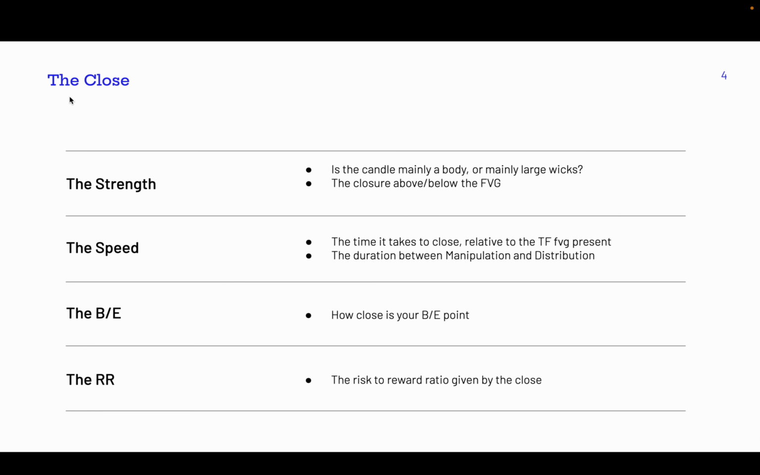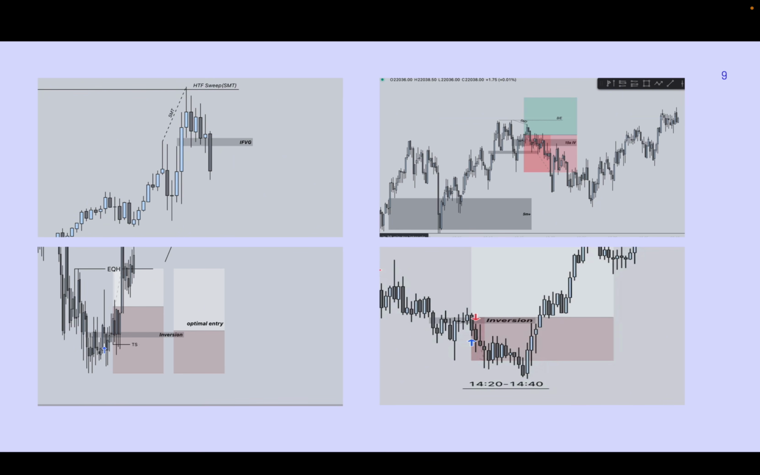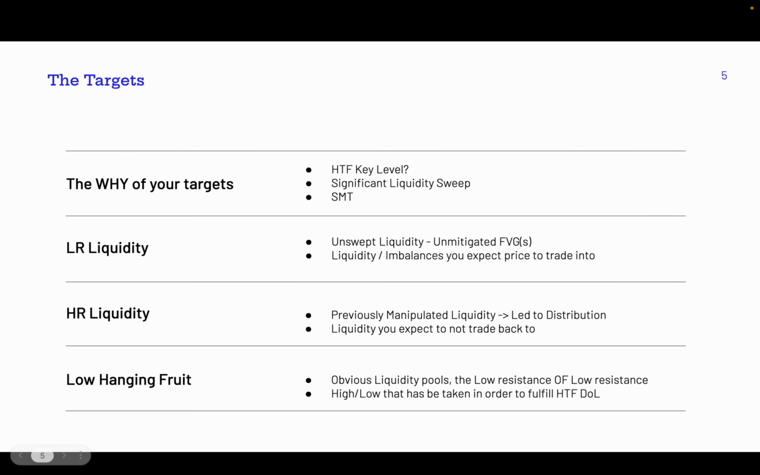This is the close of the fair value gap. Number one being the strength. Is the candle mainly a body or large wicks? So I'm actually just going to skip ahead to these examples. What I mean by this is look at this inversion right here. This is a bad example. See how the majority of this candle is a wick with a very, very small body. That's what I'm referencing here.